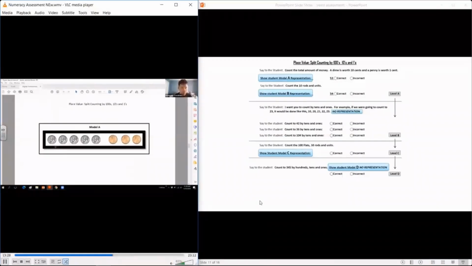Count the total amount of money. A dime, which is right here, is worth 10 cents. And a penny is worth 1 cent. So tell me how much is there. This is to see if they can count by tens and ones. 53. Okay.